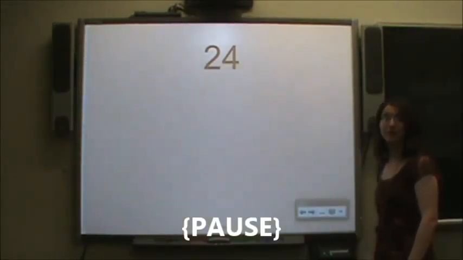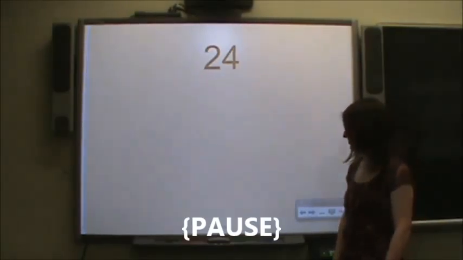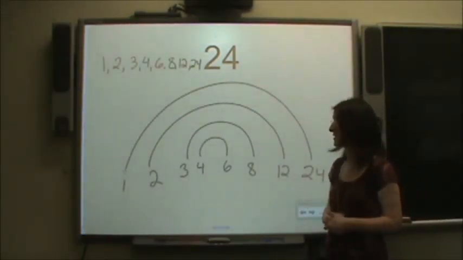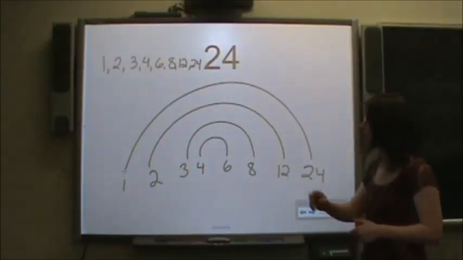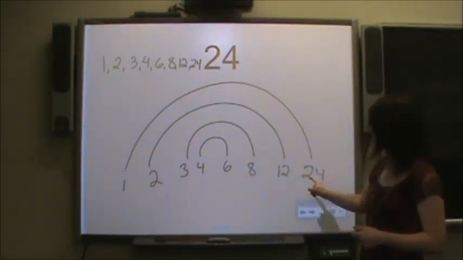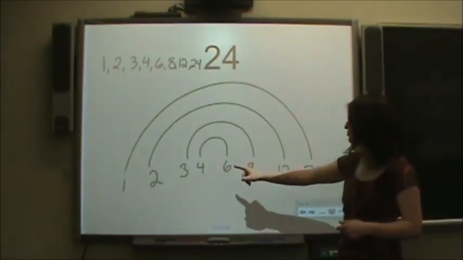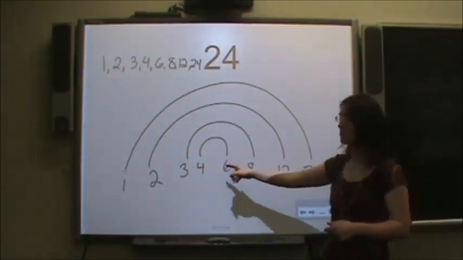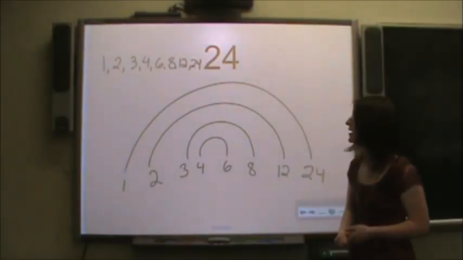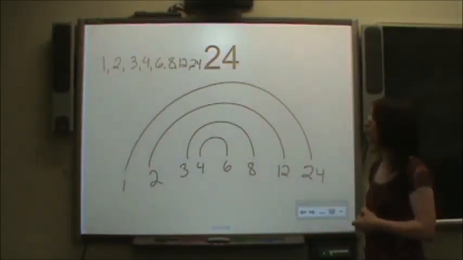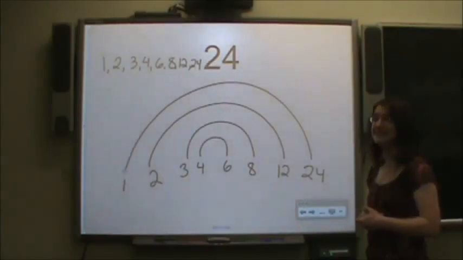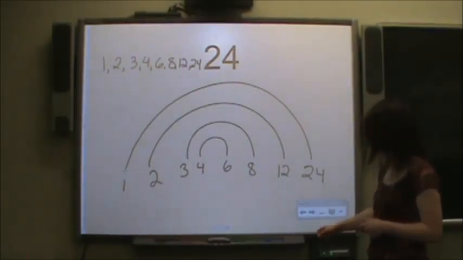Pause the video and try drawing a factor rainbow for 24 now. There are a lot of factors of 24, I'm sure that you found. So 1 should be matched with 24, 2 should be matched with 12, 3 should be matched with 8, 4 should be matched with 6, and then we couldn't do 5, so we had to stop there. That means all our factors in order are 1, 2, 3, 4, 6, 8, 12, and 24.